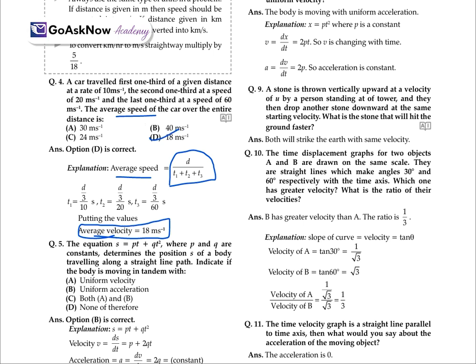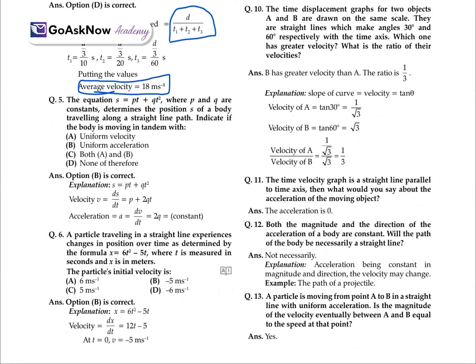Now, another one: the equation is s = pt + qt², where p and q are constants, determining the position s of a body traveling along a straight line path. Indicate if the body is moving with what kind of acceleration. So firstly, we know the equation s = pt + qt². Then we also know that velocity v = ds/dt. And as we have the value of s, we'll just simply put it in.